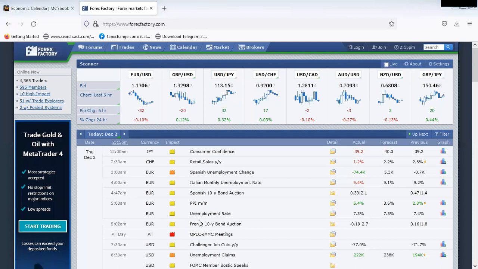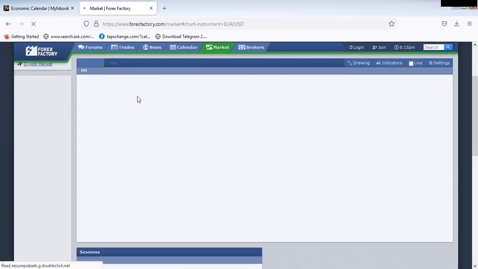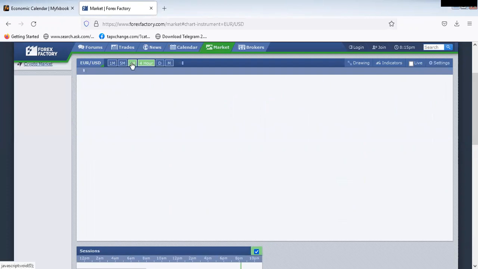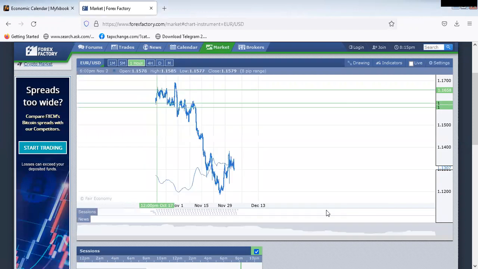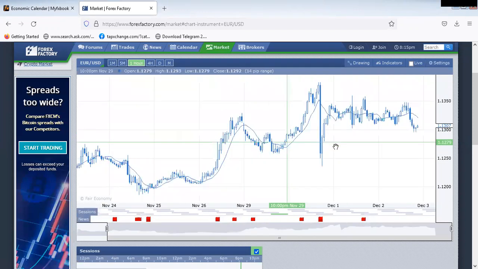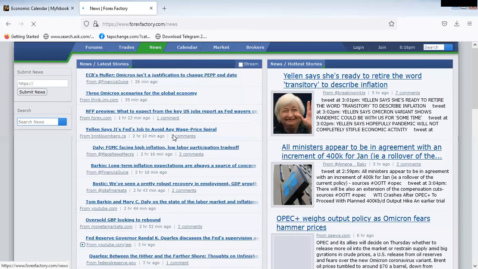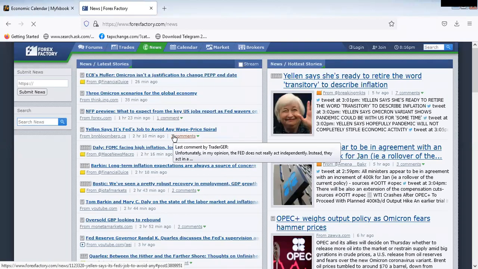Let's say I have Euro USD. I click on Euro USD, for instance, and I can see charts appearing. Let me even go on the 1 hour chart. You can see this pair. This is a 1 hour chart. Let me even go to another pair. That's Euro USD. Then there's even news here. That's what I wanted to say. You can see news updates on ForexFactory.